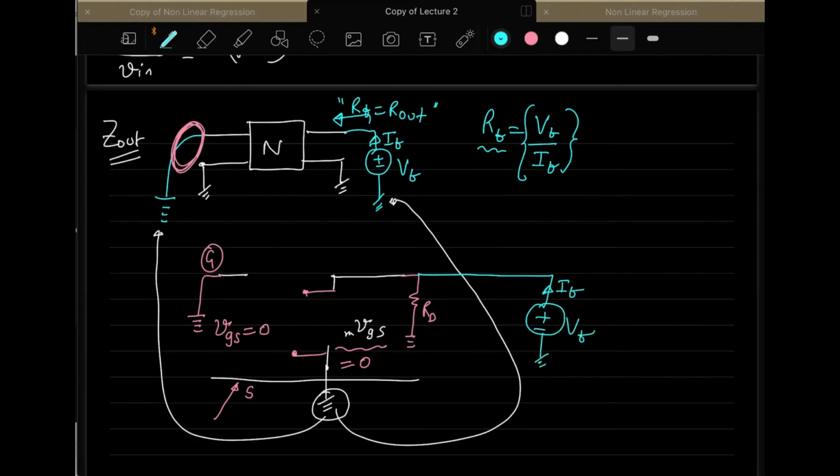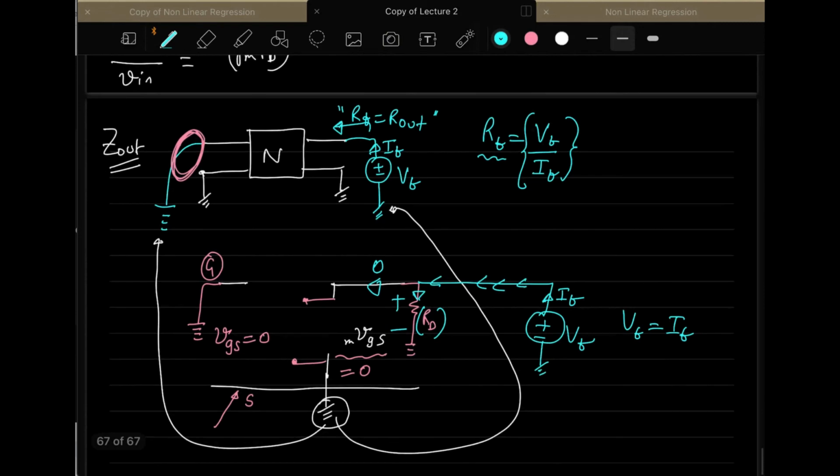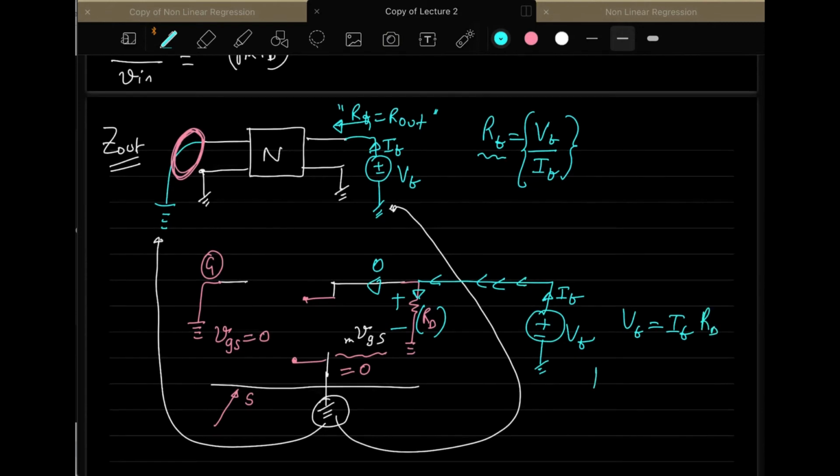what is this now? There is no current flowing here. Whatever current this is, IT, it goes to RD. And the drop it creates is like this. So VT is equal to IT RT, sorry, IT RD. So R out is equal to VT over IT, which is RD. So this is your output resistance for this particular configuration.